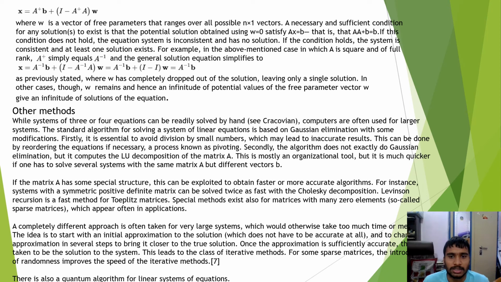For example, in the above mentioned case in which A is square and of full rank, A⁺ simply equals A inverse and the given solution equation simplifies to this, as previously stated, where W has completely dropped out of the solution, leaving only a single solution. In other cases, though, W remains and hence the infinitude of potential values of the free parameter vector W gives an infinitude of solutions of the equation. There are other methods.